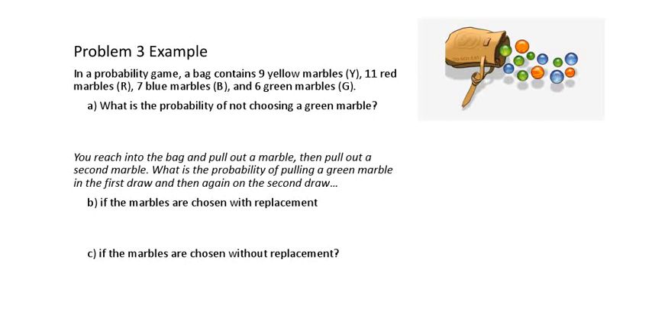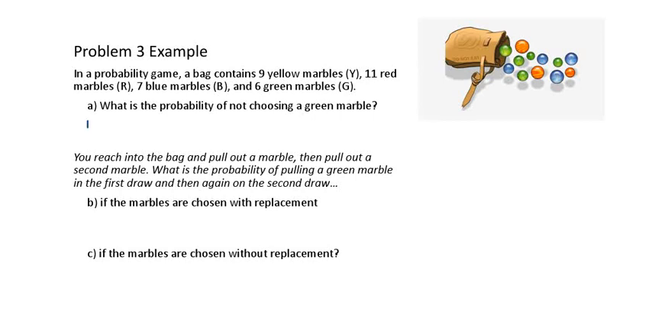In this example, we're going to play a probability game. We have a bag that contains 9 yellow marbles, that will be event Y, 11 red marbles, event R, 7 blue marbles, event B, and 6 green marbles, event G. So the first question we could ask is, what is the probability of not choosing a green marble? That's interesting. But we're going to use a rule here.